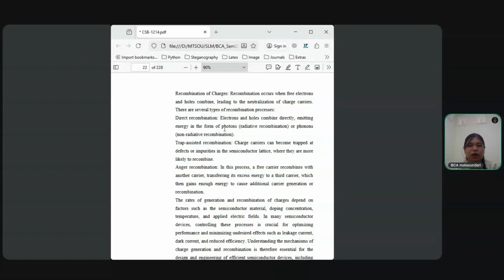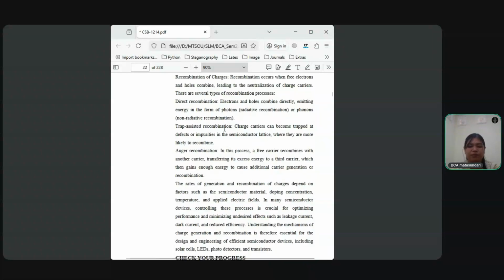First is direct recombination, when electrons and holes combine directly. Trap assisted recombination is when charge carriers become trapped at defects or impurities in the semiconductor lattice. Auger recombination is when a free carrier recombines with another carrier, transferring its excess energy to a third carrier, which then gains enough energy to cause additional carrier generation or recombination.